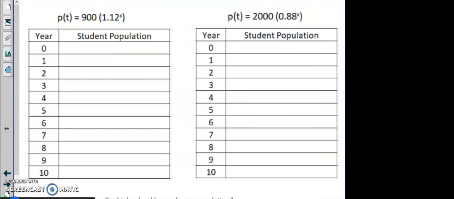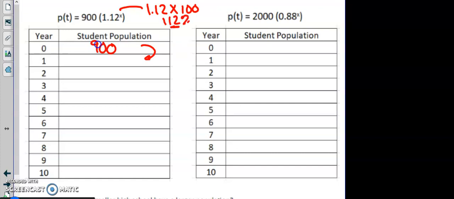All right, so in this problem here, you're being asked to figure out in what year the two schools basically change in population, in the sense that the smaller school now becomes the larger, and the large school becomes the smaller. So in the first school, population starts out 900. It's actually increasing by 12%. So in other words, if I would multiply this by 100 to turn this thing into a percent, it would be 112%.